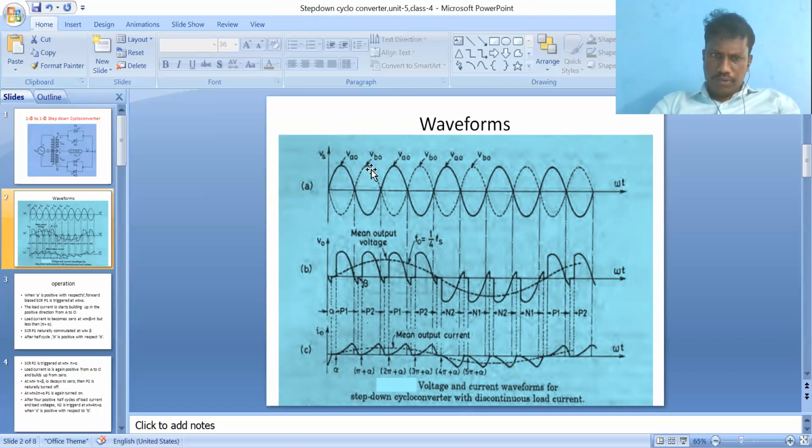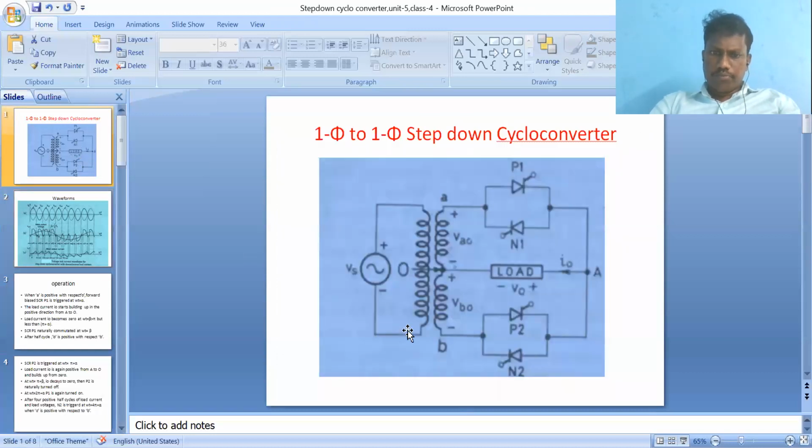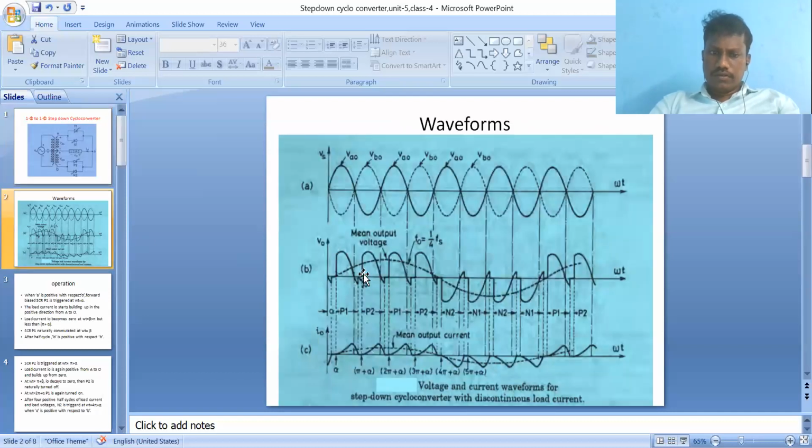During this, VBO positive means what? B is positive with respect to O. So P2 comes in conduction mode. So we are getting this waveform. And again, VAO positive means again P1 comes in conduction mode. And again VBO, and again this.